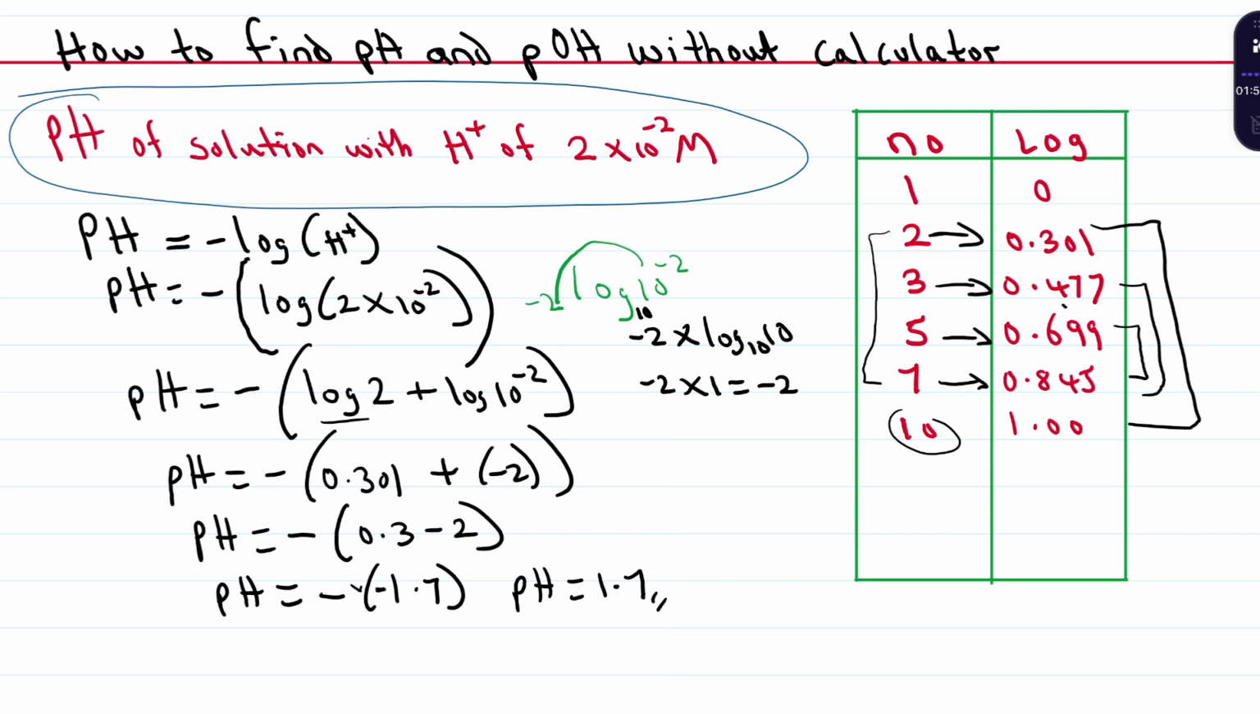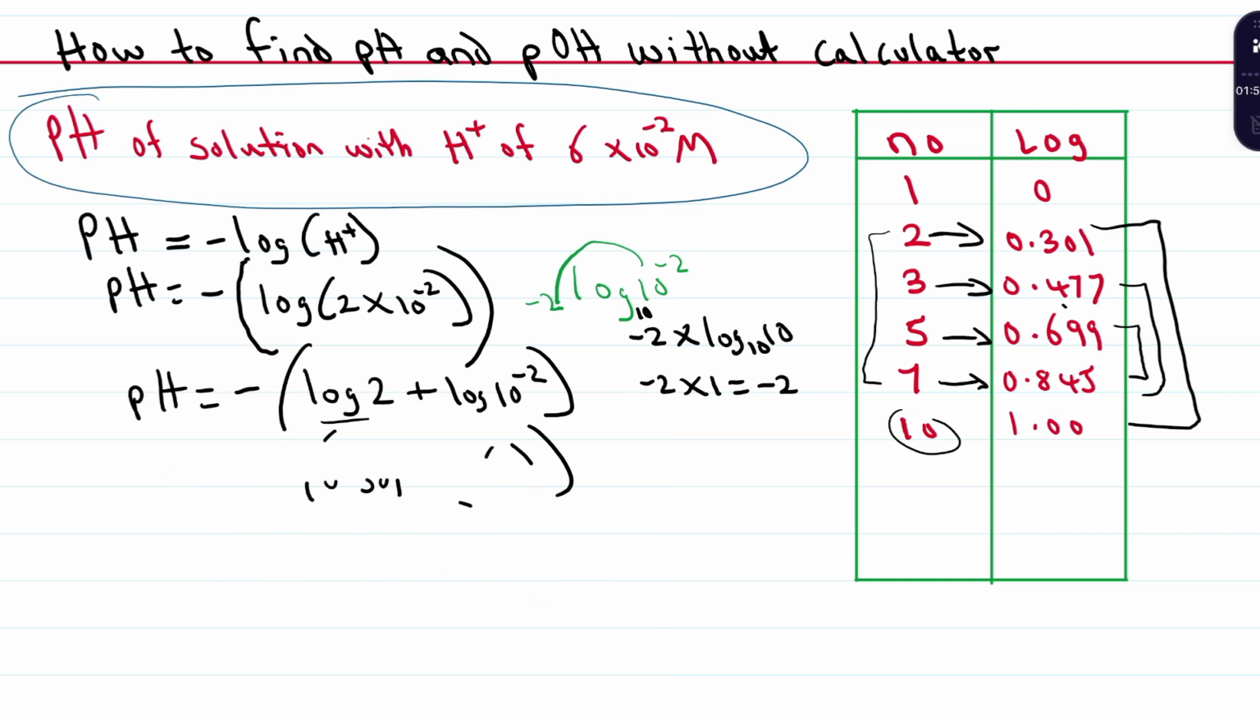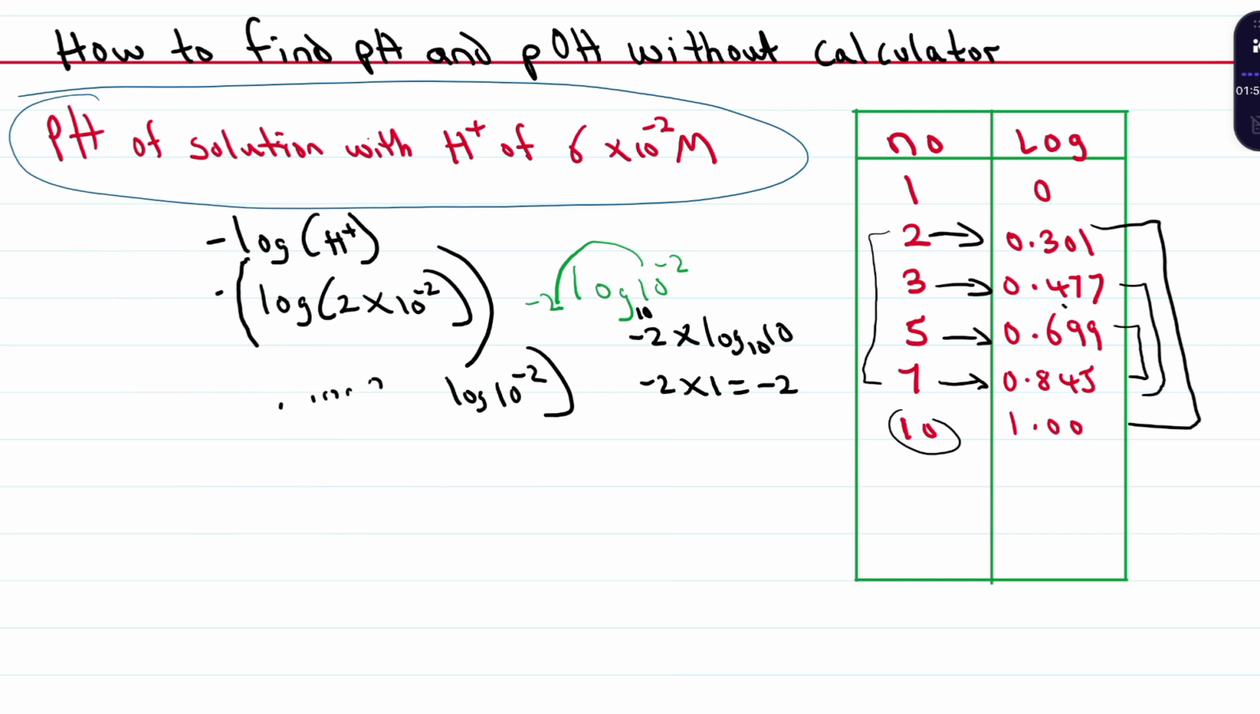So now imagine that we are given a question where, let's assume that instead of having 2 times 10 to the power minus 2 here, we have, let's say, 6 times 10 to the power minus 2. How are we going to solve a question like this? Now, if you have 6 times 10 to the power minus 2, we are just going to apply a little bit of trick here. Please watch this part very carefully.